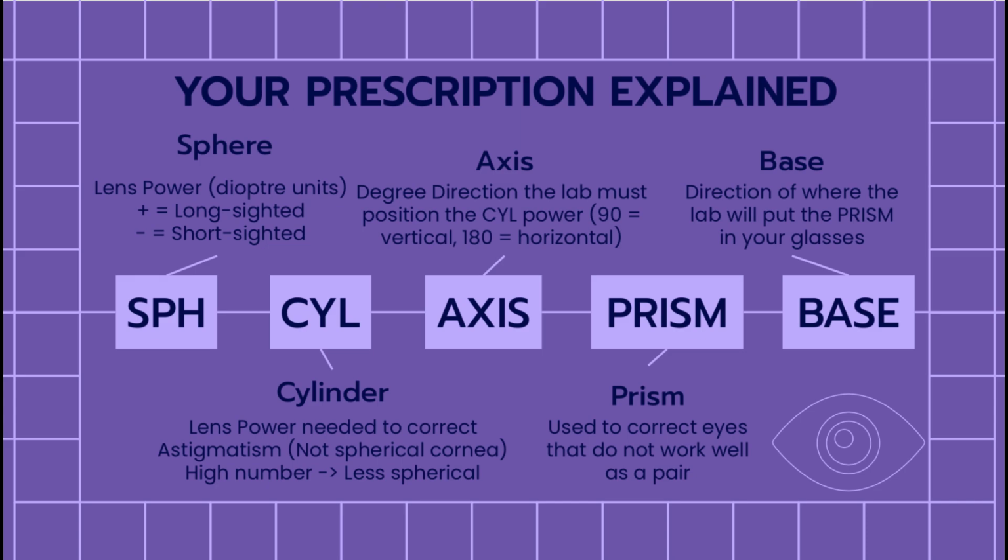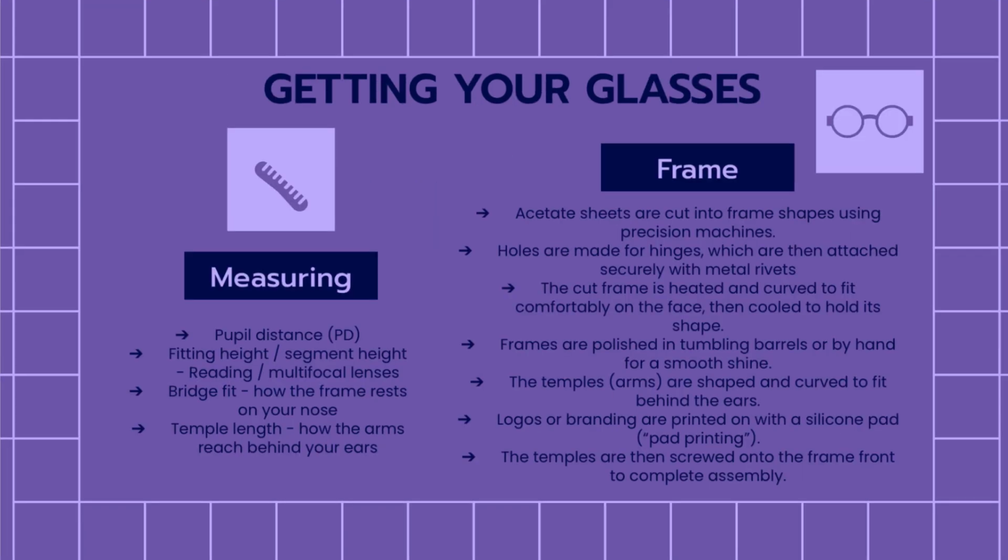How did they make my glasses? So they take measurements, create the frame, make the lenses according to the prescription, and do adjustments if needed afterwards. There are 4 measurements that they take. PD, pupil distance. Fitting height or segment height for reading or multifocal glasses. Bridge fit, how the frame rests on your nose. Temple length, which is how the arms reach behind your ears.